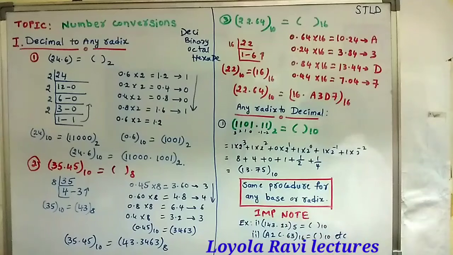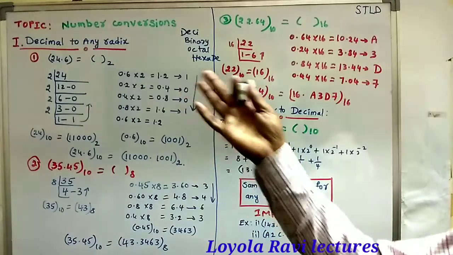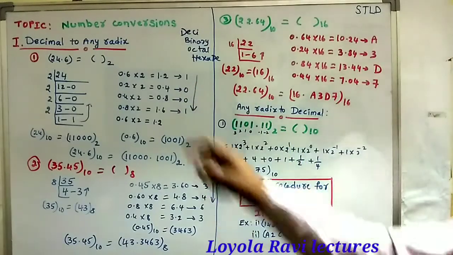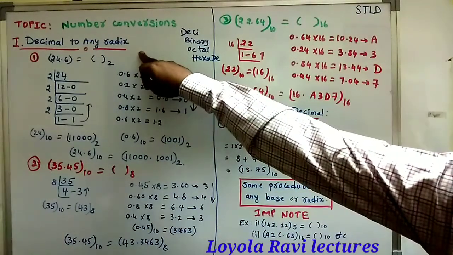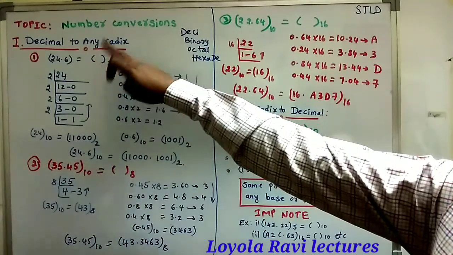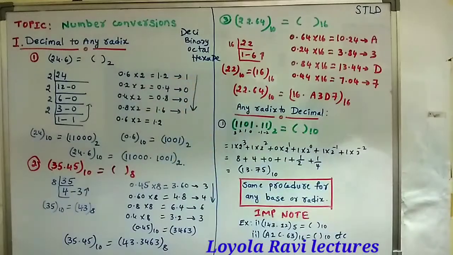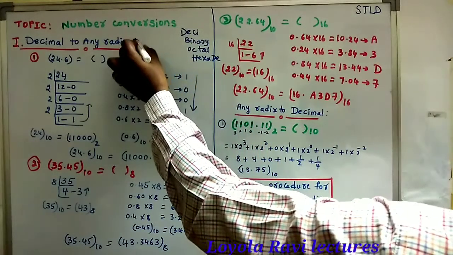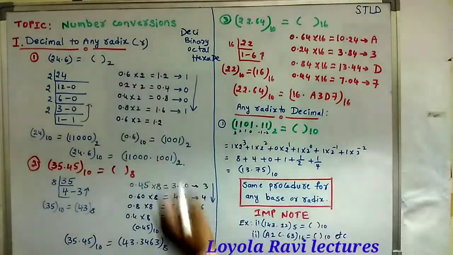After these number systems, we have to go for number conversions. Here the first one is decimal to any radix. Here radix is nothing but base. Radix or base. Decimal to any base or decimal to any radix. Here you may write base in place of radix.